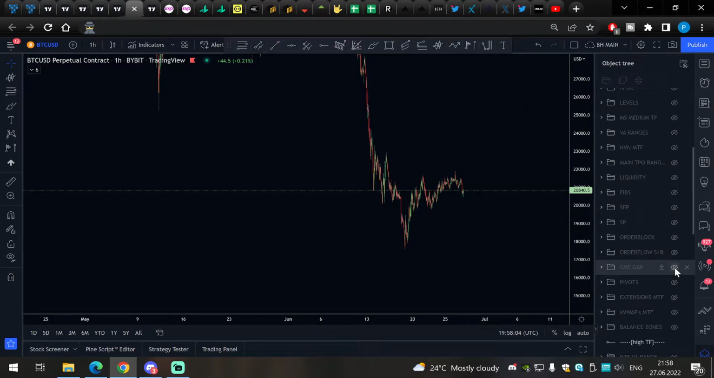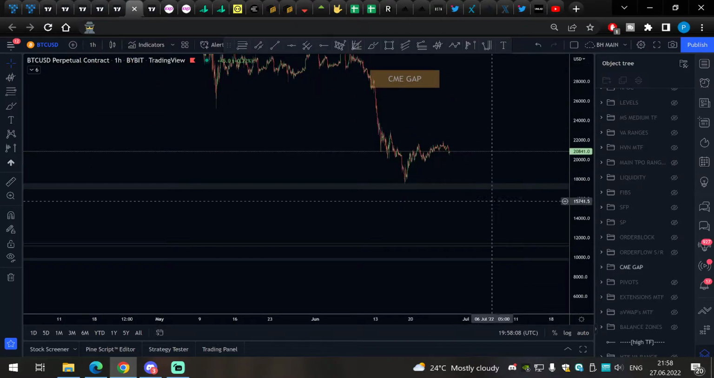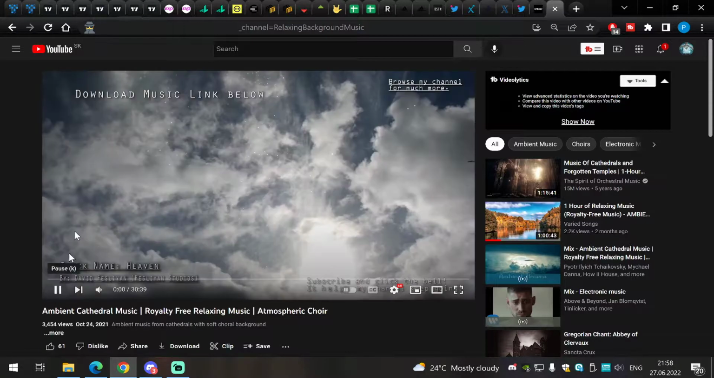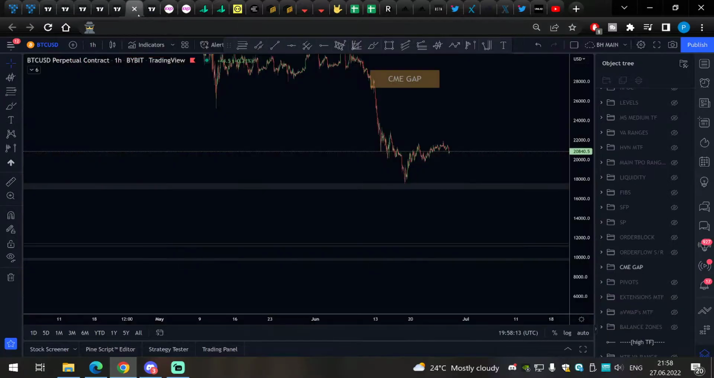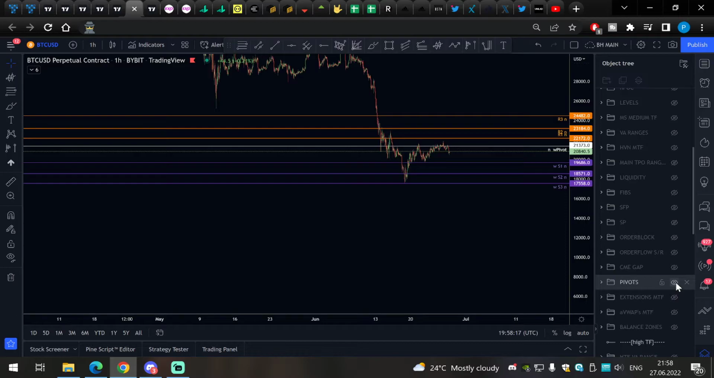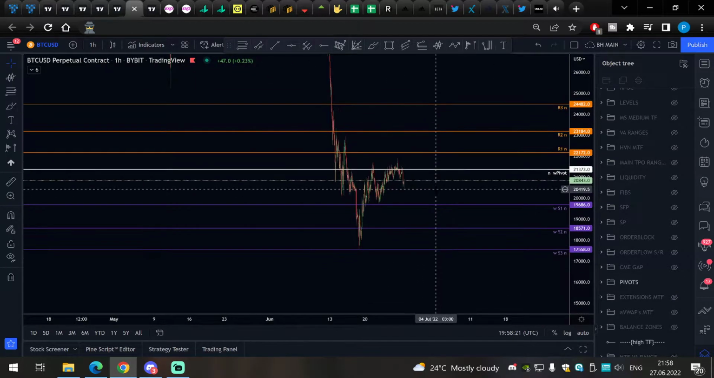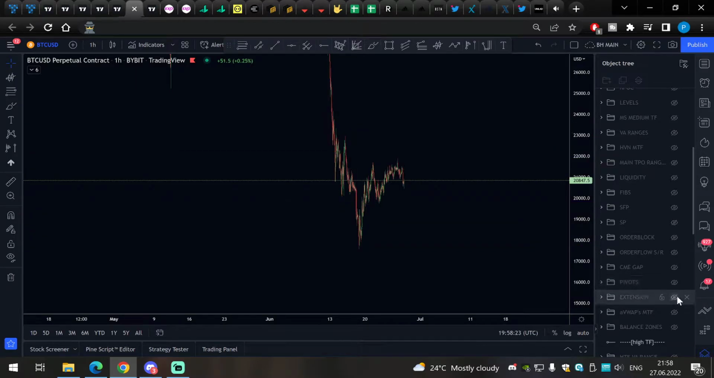So we are ready, in case we continue the upside, we have 2 CME gaps still unfilled. Weekly pivots, we utilize weekly pivots for the buyers. Yes, you can learn more about this in the group.